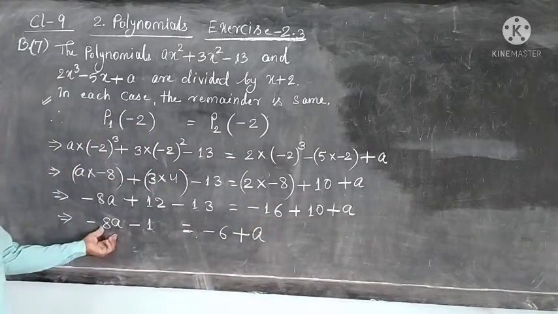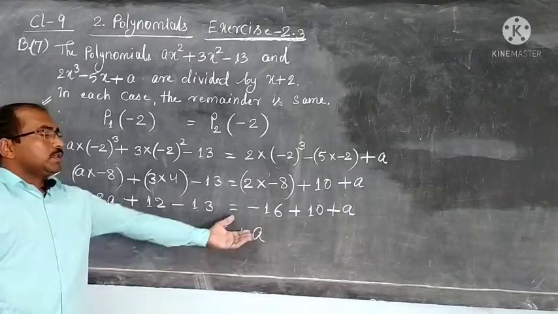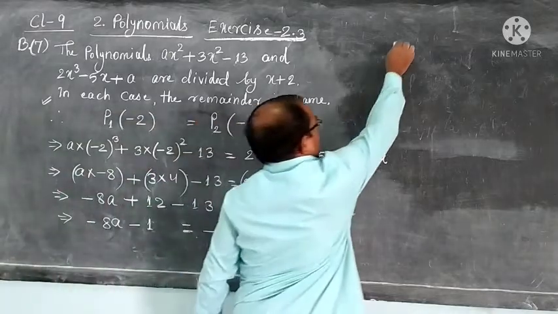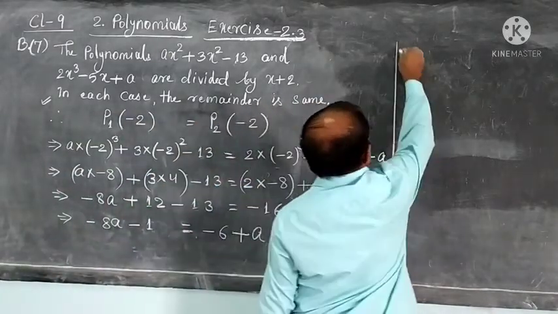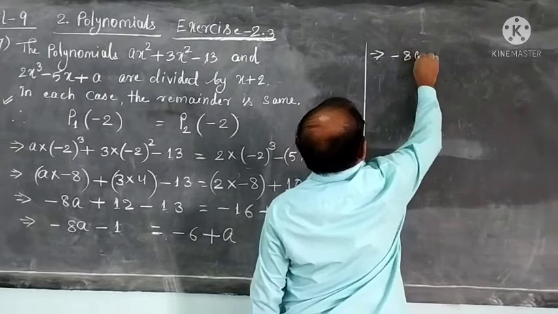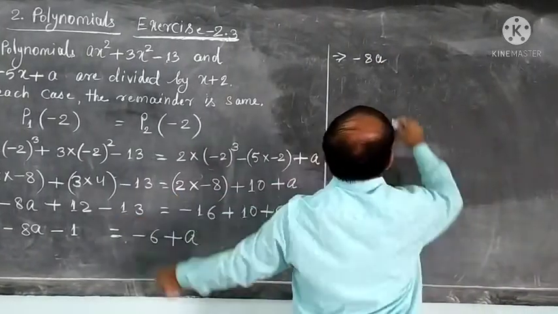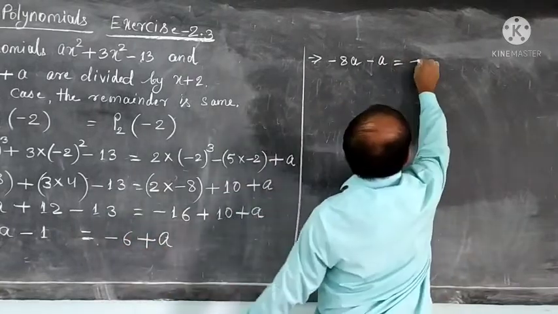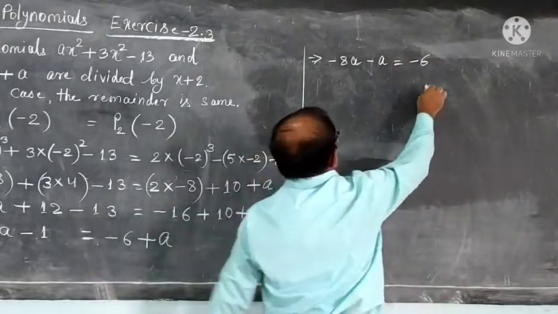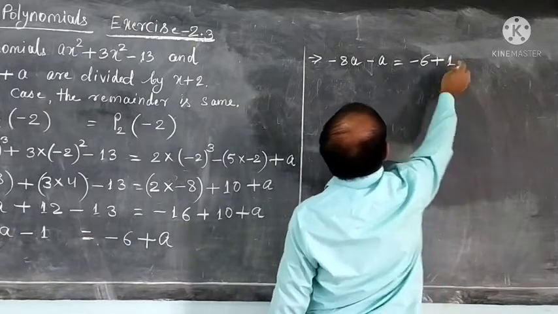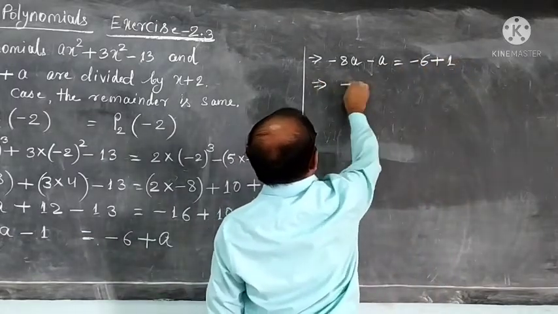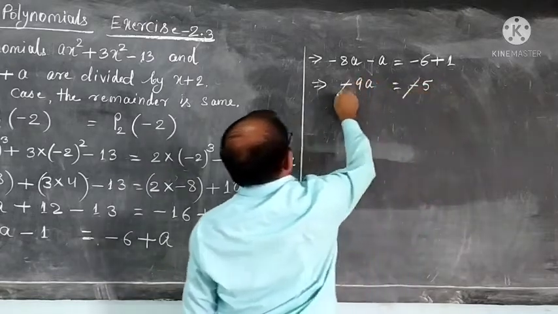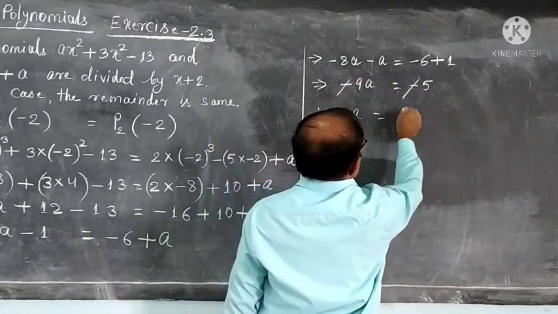At this step, what do we see? Numbers and algebraic terms. The algebraic term we bring to the LHS, and the number we send to the RHS. So the LHS will remain minus 8a, and a goes to the LHS and becomes minus. Minus 6 is on the RHS, and minus 1 comes across and changes to plus. Minus 8a minus 1a is minus 9a, equal to minus 5. The minus we cancel, so a is equal to 5 by 9.